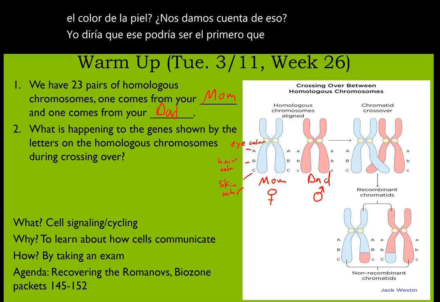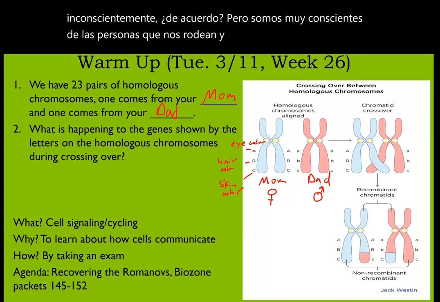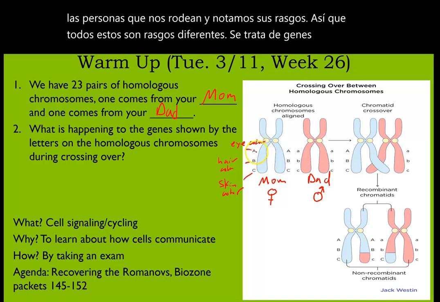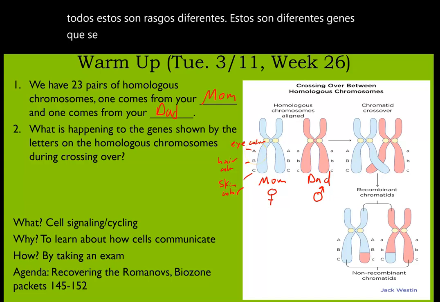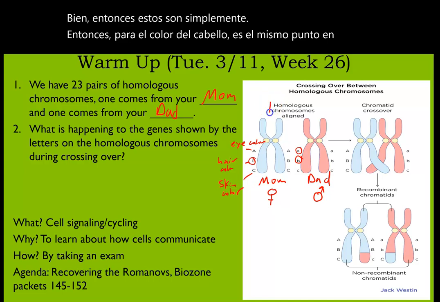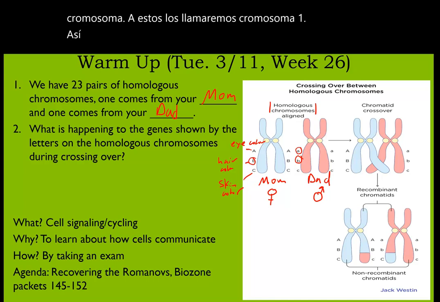All right, but we're very cognizant of people around us and noticing their traits. So these are all different traits. These are different genes located here. You have, say, big A eye color gene from the mom, and then you have little a eye color gene from the dad. Big B hair color gene from mom, little b hair color gene from dad. So for hair color, it's the same spot in each chromosome. We'll call these chromosome 1. So chromosome 1, you got 2 sets of those.